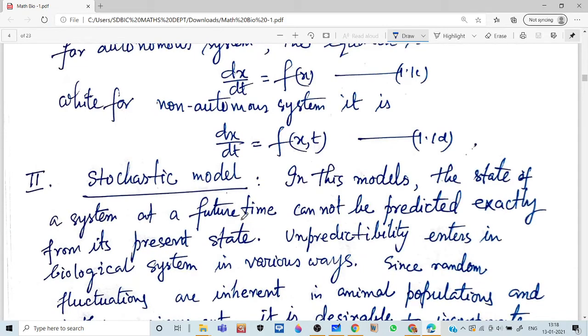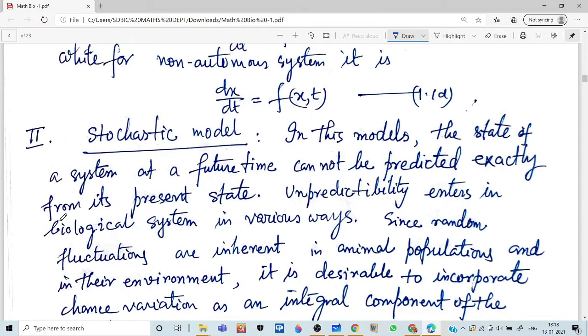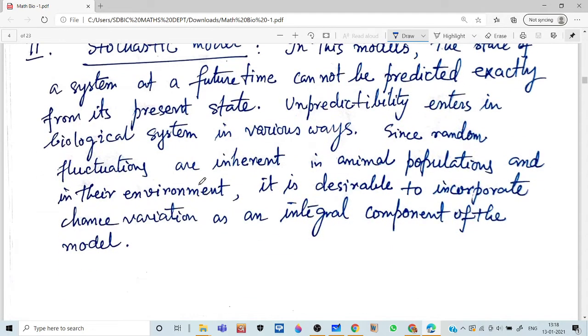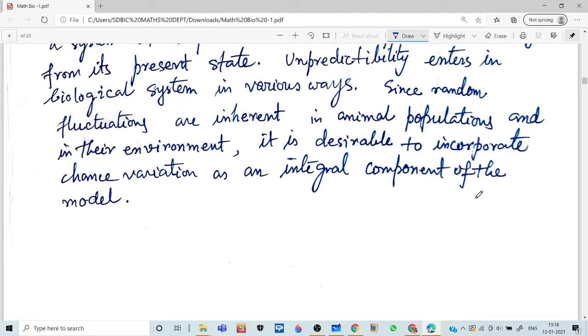And stochastic models. In this model, the state of a system at a future time cannot be predicted exactly from its present state. Unpredictability enters in biological systems in various ways. Since random fluctuations are inherent in animal populations and in their environment, it is desirable to incorporate chance variation as an integral component of the model.